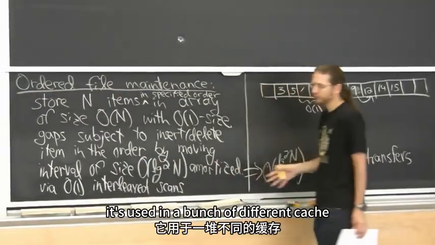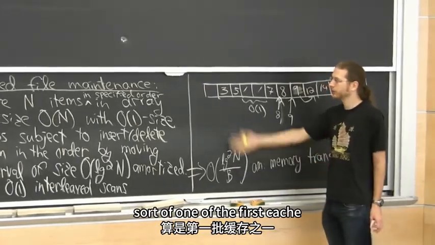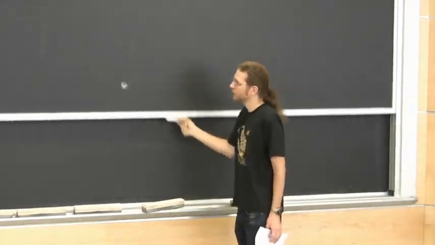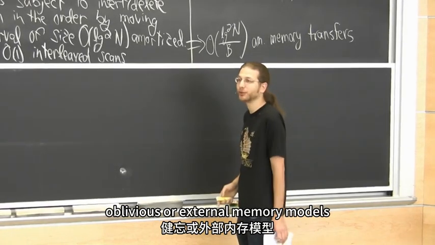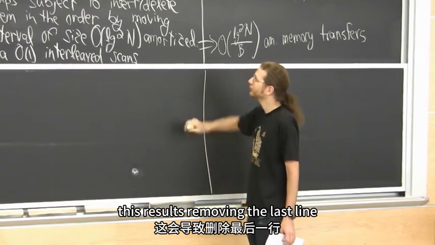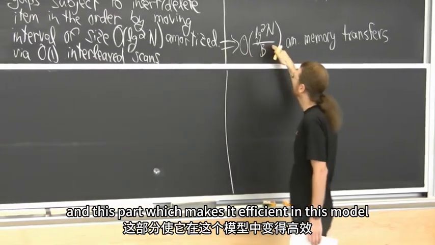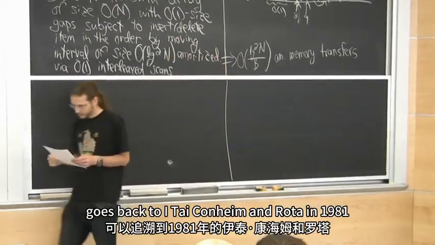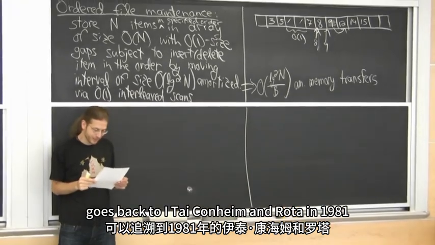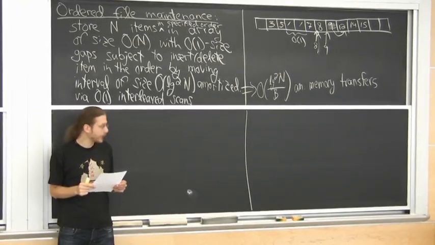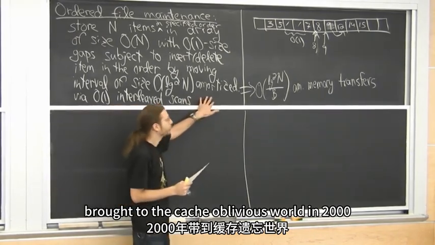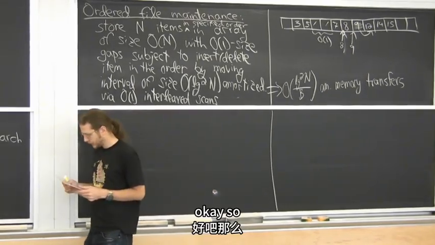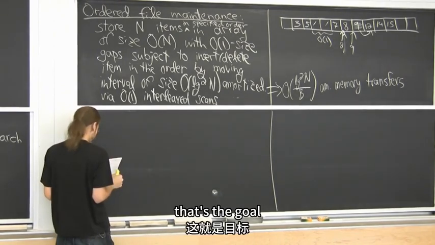And this is a general tool. It's used in a bunch of different cache oblivious data structures. It's sort of one of the first cache oblivious data structure tools. It's pretty handy. It's actually much older than cache oblivious or external memory models. This result removes the last line and this part, which makes it efficient in this model. Just thinking about moving around intervals in a file goes back to Itai, Konheim, and Rota in 1981. So it's pretty old. And then it was brought to the cache oblivious world in 2000, right when this model was getting started. Okay, so that's the goal.